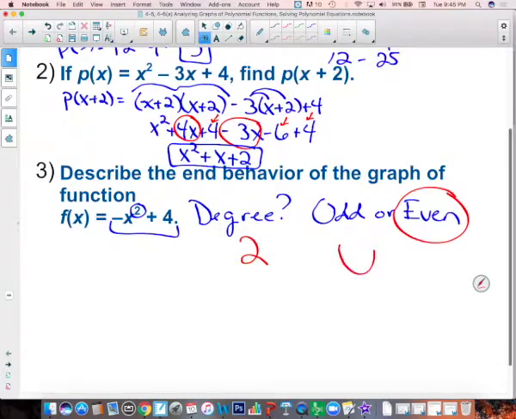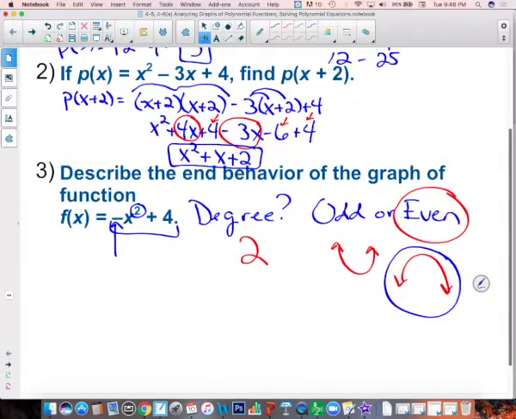All right, even functions look like this, or they look like this. All right, if we have a negative out front, that's like a -a. When you're thinking of parabolas, what does that negative out front do? That makes it turn down. So it's going to be an even one that looks like that.